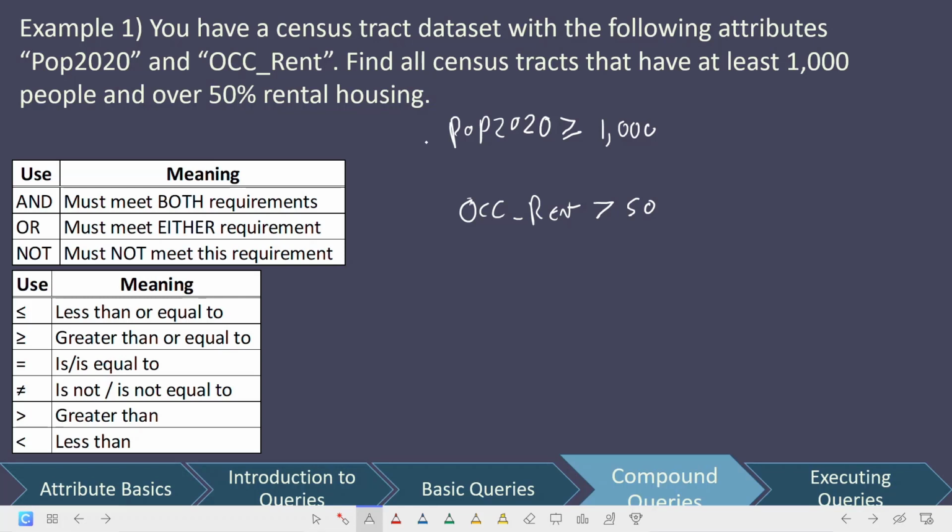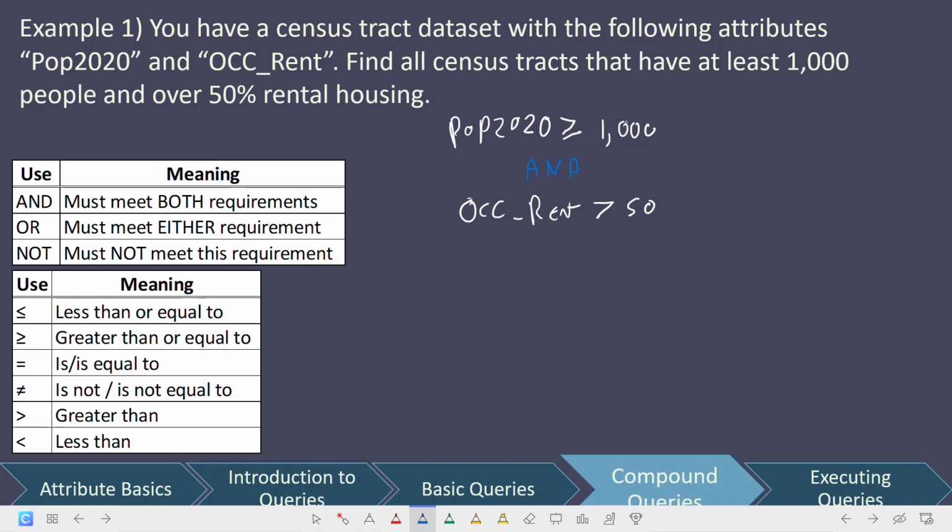Now the idea here is that it needs to meet both of these requirements to be selected, because it has to have at least 1,000 people and have over 50% housing. Now the nice thing is whenever you see and in sentences like this, typically speaking, that translates to an and in the query. We need to have this and have that.